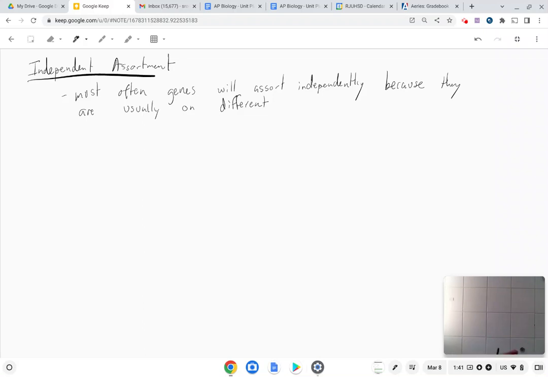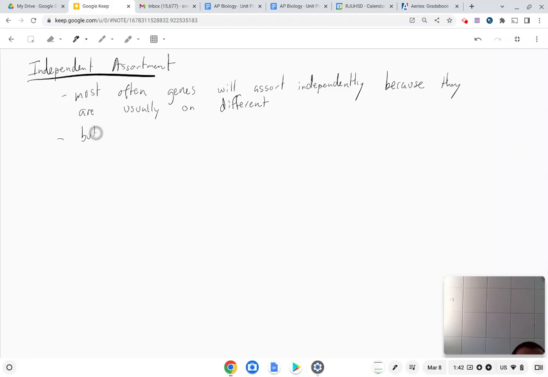Because we have 23 types. Probably the odds that they're both on the same chromosome is much less than that they're probably on different chromosomes. Okay. Simple concept. I just want to make sure you understand that. So if you pick any two genes at random, odds are they're on different chromosomes, which means that they can separate and they are independent of each other.